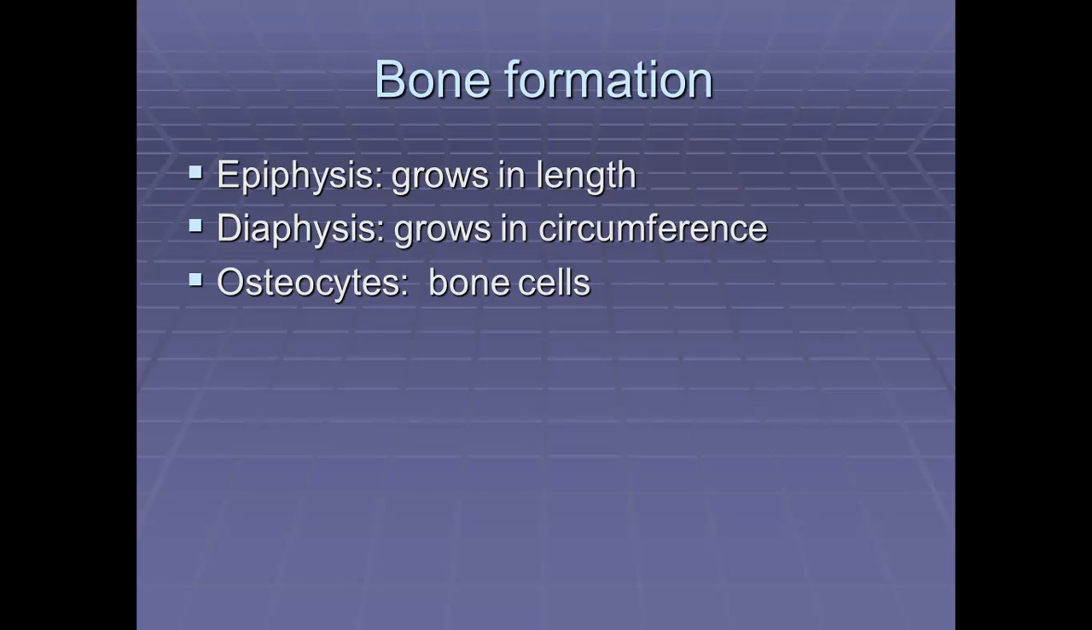Growth of bone for length occurs at the epiphysis. Growth of bone for circumference of the bone occurs at the level of the diaphysis. A term you need to become familiar with is osteocyte. Cyte means cell, and osteo is bone, so this is bone cells.